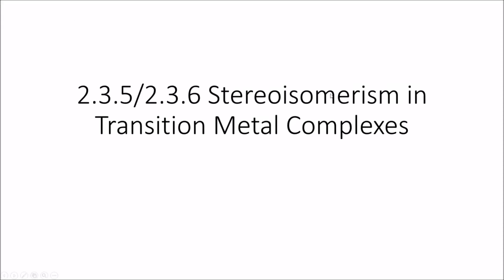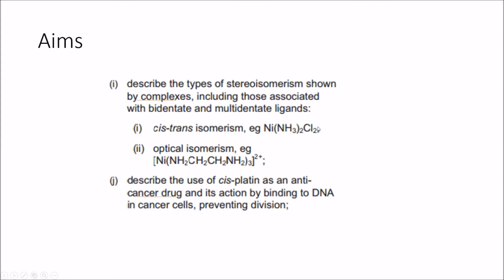So this is any help you might need with understanding stereoisomerism in transition metal complexes. This is what the OCR A syllabus states you have to do for this topic of F325. You have to be able to describe types of stereoisomerism, including those associated with bidentate and multidentate ligands.